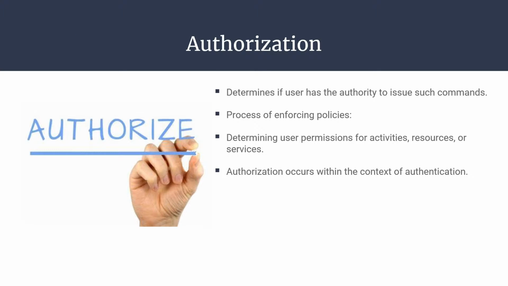Authorization. Authorization is the process of determining whether a user has the authority to issue commands. For instance, it is the process of enforcing policies that determine what type or qualities of activities, resources, or services a user is permitted to perform. Authorization occurs within the context of authentication. So once the user has been authenticated, he or she is placed into a role, and based on that role, they're allowed to perform certain tasks and only those tasks, and nothing above that access level.